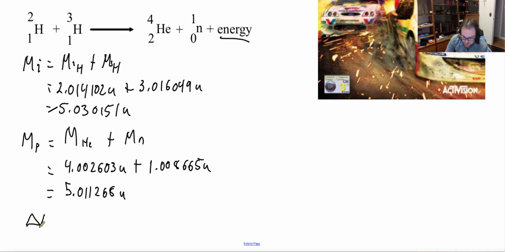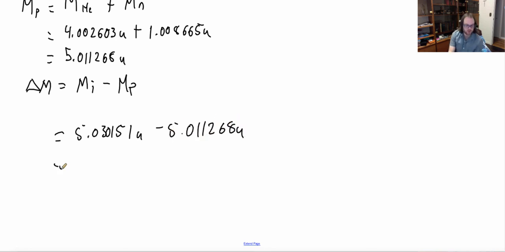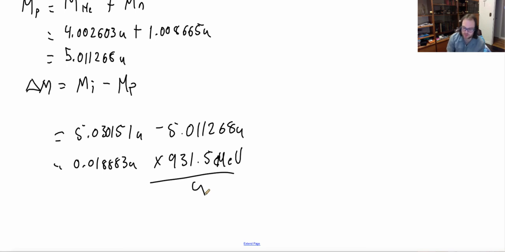Now let's look at my mass defect. My mass defect is going to be my initial mass minus my final mass, which is 5.03151 minus 5.011268, which will give me a total of 0.018883. Now, if we want this in electron volts, I'm just going to multiply it by 931.5 electron volts over my units. These will cancel off, and that's going to end up giving me 17.59 mega electron volts.